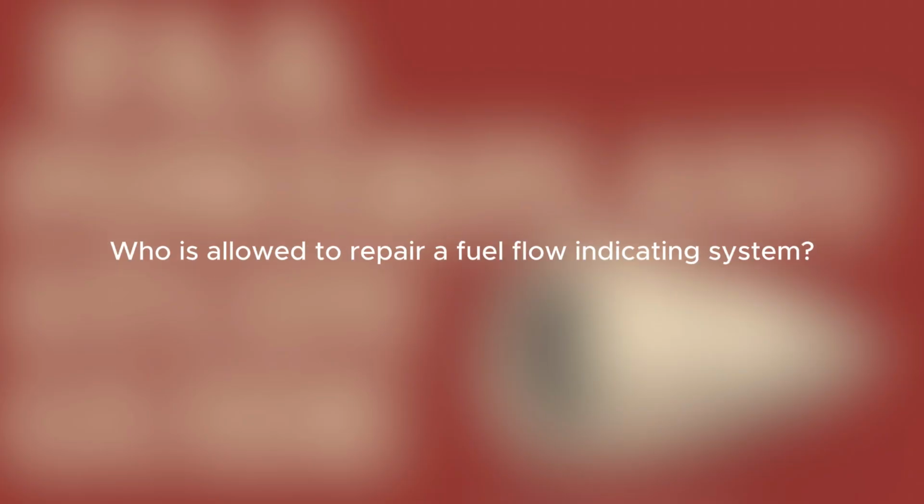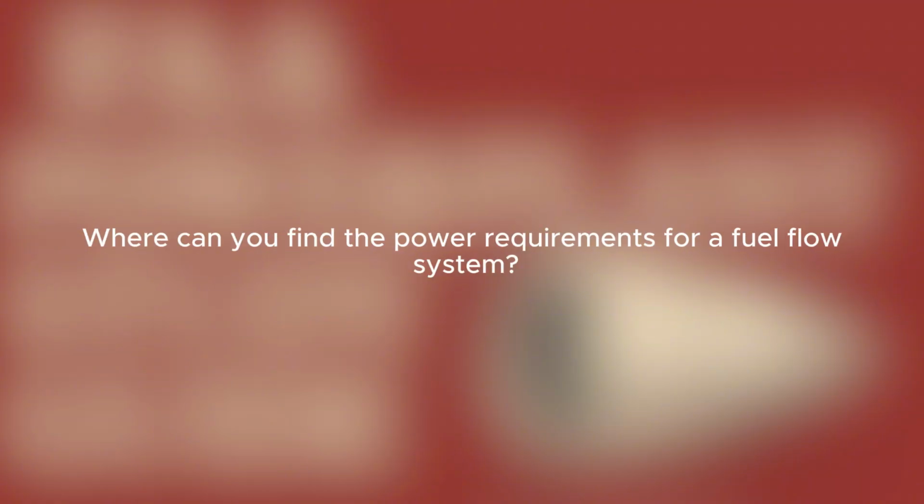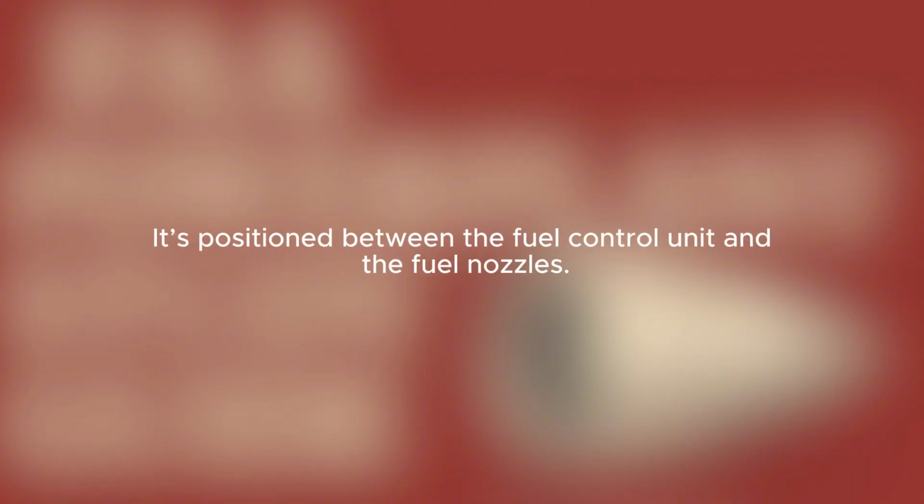Who is allowed to repair a fuel flow indicating system? Only an FAA approved repair station certified for that specific type of instrument. Where can you find the power requirements for a fuel flow system? They're listed in the aircraft's maintenance manual. Where is the fuel flow transmitter installed? It's positioned between the fuel control unit and the fuel nozzles.